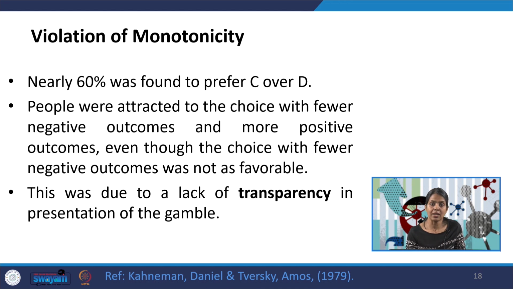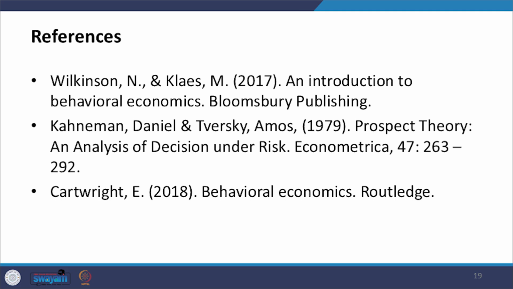This was due to a lack of transparency in the presentation of the gamble, that is what Kahneman and Tversky claimed. So, with this I conclude today's discussion on axioms of EUT. One axiom remains, that is the axiom of substitution. We will continue from there in the next module. Thank you.